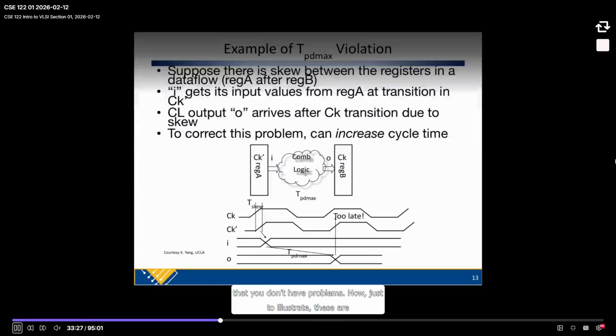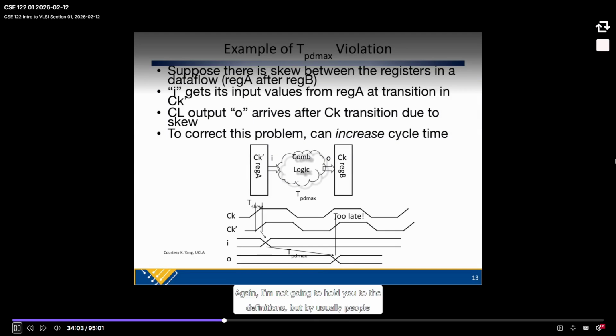Now, just to illustrate, these are illustrating the same things I've already talked about, but with timing diagrams. Here we have a launching flop, register A, a capturing flop, register B, and then we have two clocks, clock and clock prime. In this case, clock prime is the launching one, and clock is the capturing one. We see that there's a little bit of skew here. So the capturing clock starts a little bit before the launching clock. So that would be negative skew.